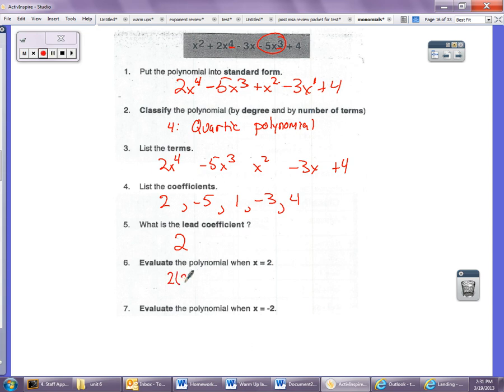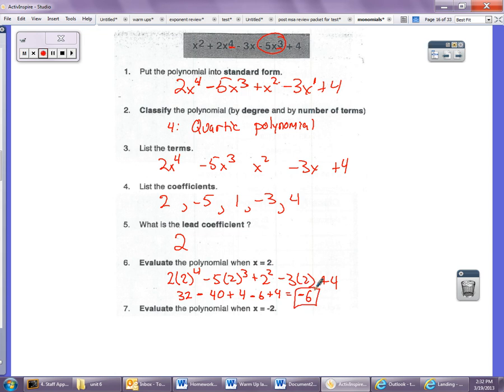So we have 2 times 2 to the fourth minus 5 times 2 to the third plus 2 squared minus 3 times 2 plus 4. This is going to give us 32 minus 40 plus 4 minus 6 plus 4. 32 minus 40 is negative 8 plus 4 is negative 4 minus 6 is negative 10 plus 4 is negative 6.